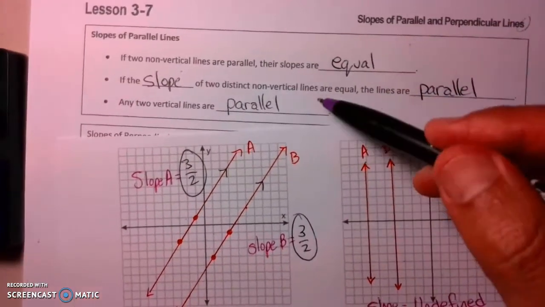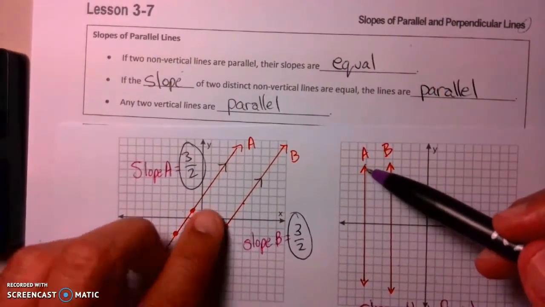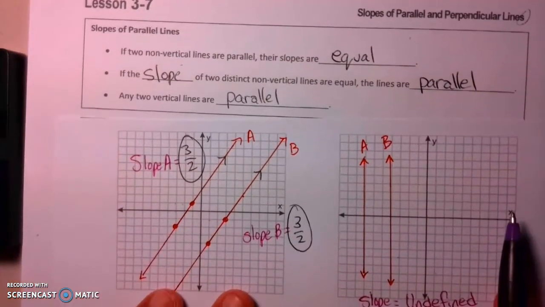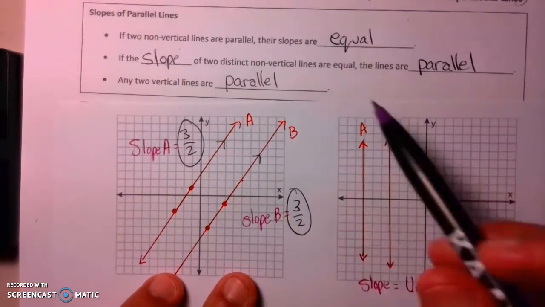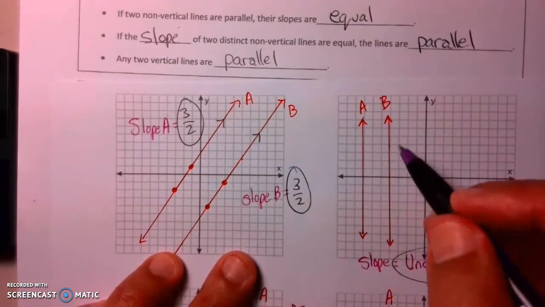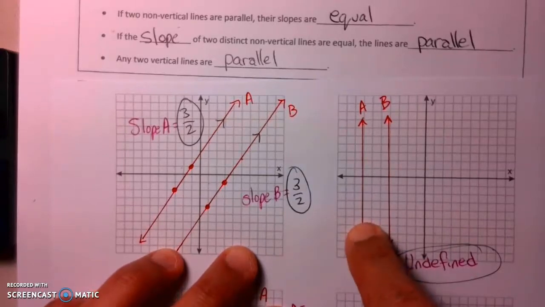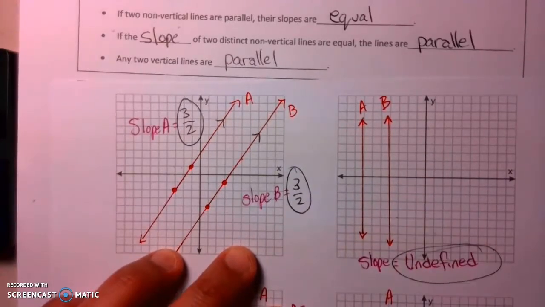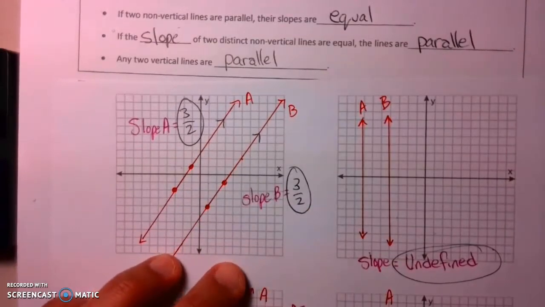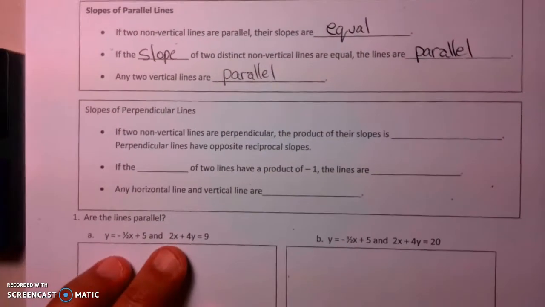Then this last bullet point says two vertical lines, straight up and down, are parallel. It's obvious that they're parallel. The reason why they're not comparing the slope numbers is because these slopes are undefined. They don't even have a number, so you can't just say this slope, which has no number, compare it to that slope, which has no number. But we do know that vertical lines are parallel. Okay, let's move on to perpendicular lines.